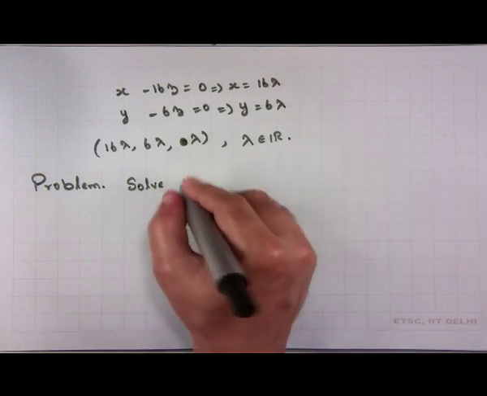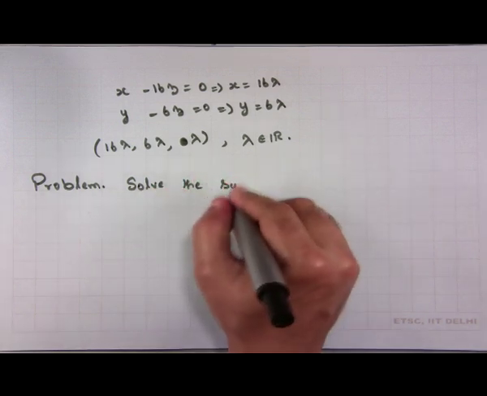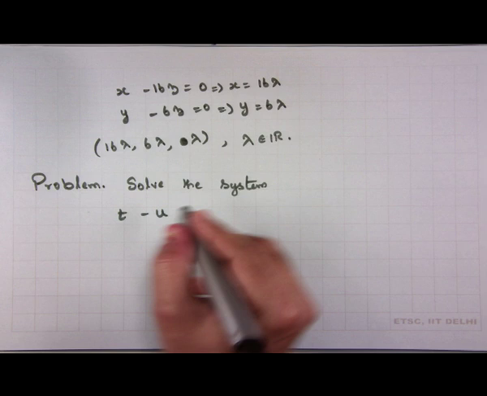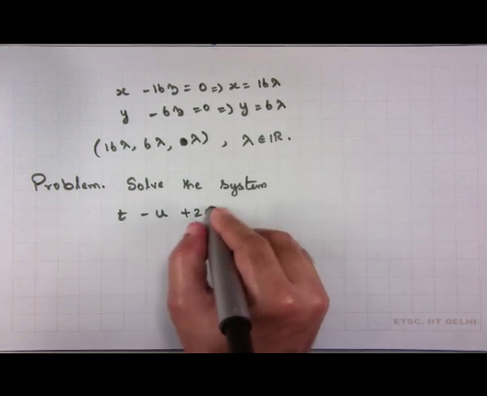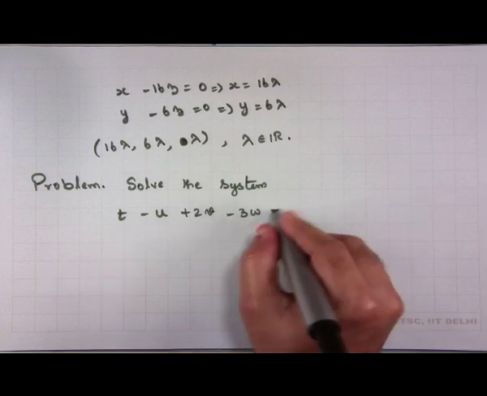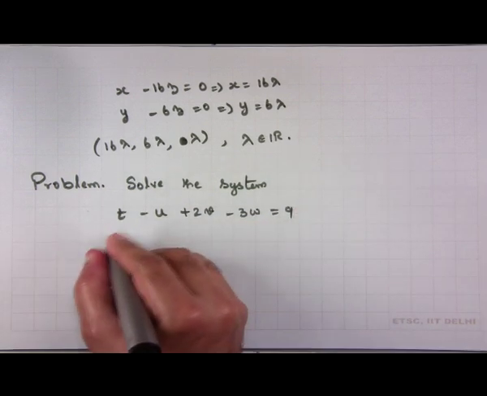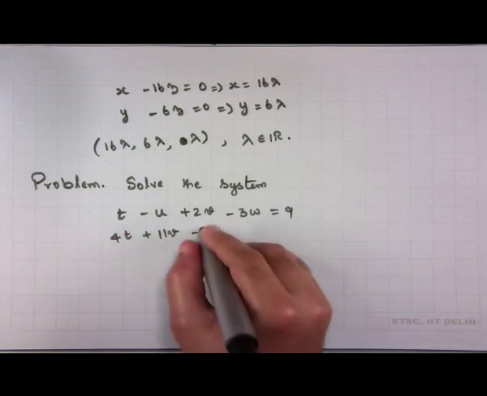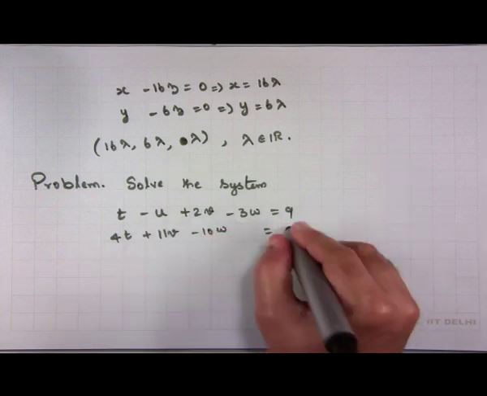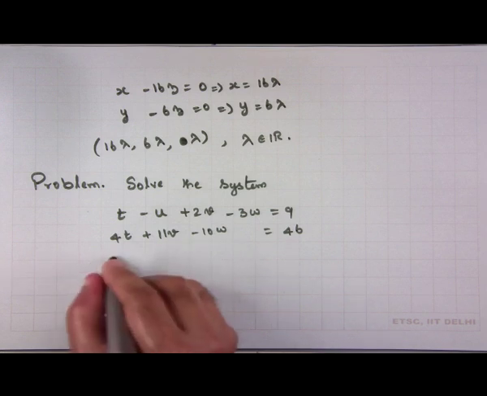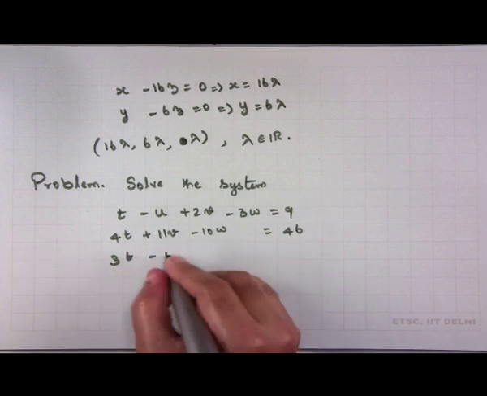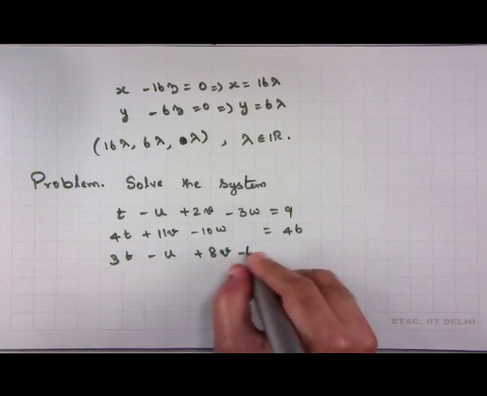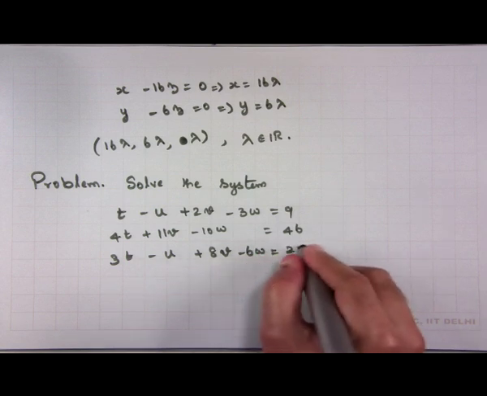Solve the system t minus u plus 2v minus 3w equal to 9, 4t plus 11v minus 10w equal to 46, 3t minus u plus 8v minus 6w equal to 27.